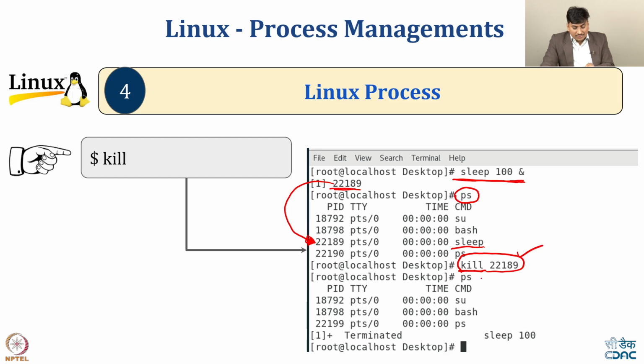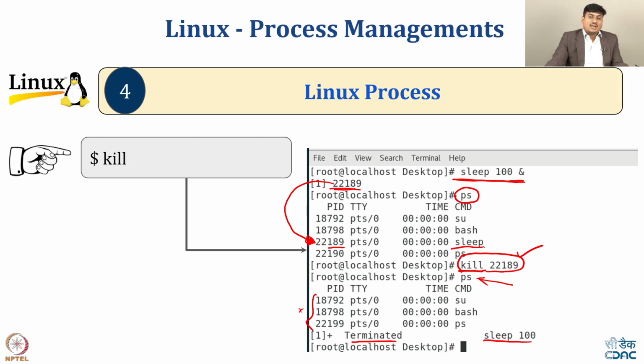Once again if I check the list of the running processes, you can see that the process 22189 has been killed. There is no process with this PID currently available, and it says that this process has been terminated. Likewise, we can kill a process.